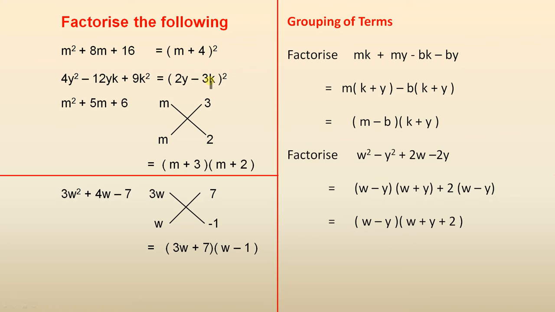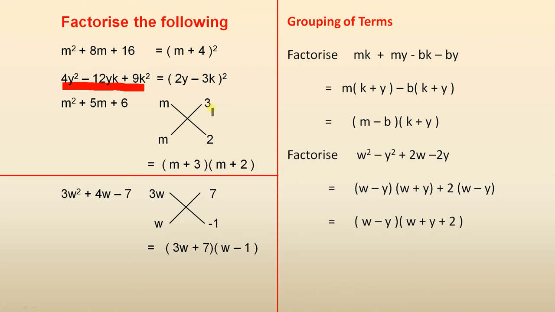In a similar manner, if we have to factorise that expression there, the square root of 4y squared is 2y. The square root of 9k squared is 3k. And when we multiply those two together and double the answer, we get the middle term. So the answer is 2y minus 3k all squared.